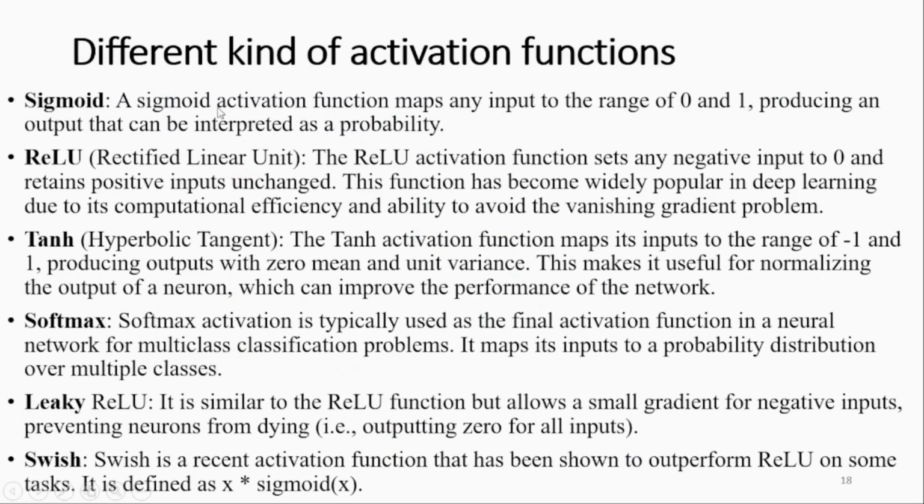The sigmoid activation function maps any input to the range of 0 and 1, producing an output that can be interpreted as a probability. So if our prediction is based on probability, then we have to use the sigmoid function. The ReLU activation function sets any negative input to 0 and retains positive input unchanged. This function has become widely popular in deep learning due to its computational efficiency and its ability to avoid the vanishing gradient problem, because as we discussed in the ReLU diagrams, it basically provides efficiency for the next layer.